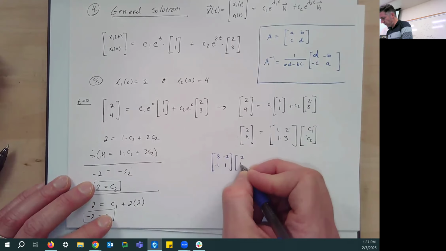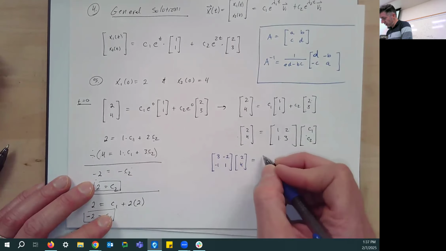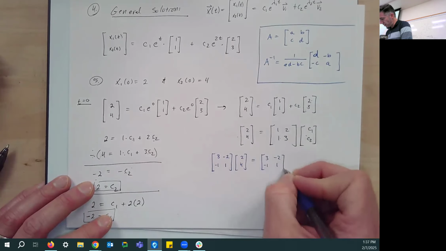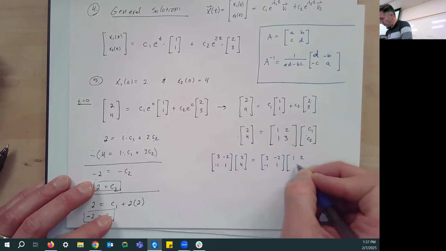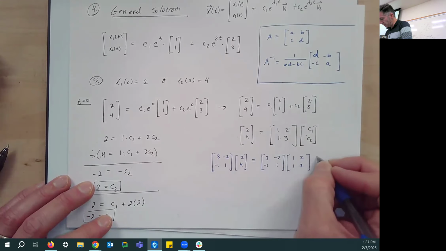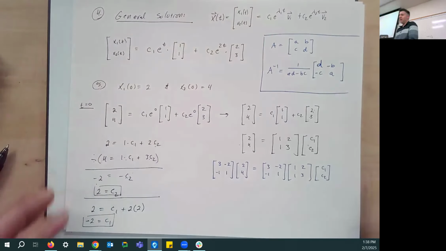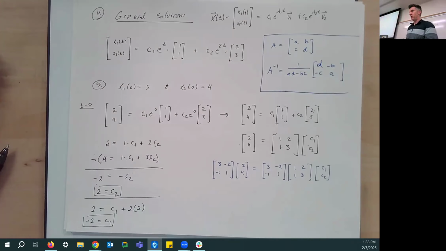Multiply by 2, 4, equal to, I'm going to do it on this side too. 3, -2, -1, 1, times 1, 2, 1, 3, times c1 and c2, which is what I'm trying to solve for. So again, I'll point out that in this example, we probably don't need to do this because the numbers are relatively not terrible, but sometimes the numbers are bad enough that you want to do it this way because it just will always work out.